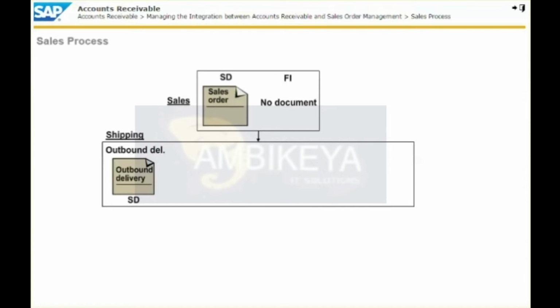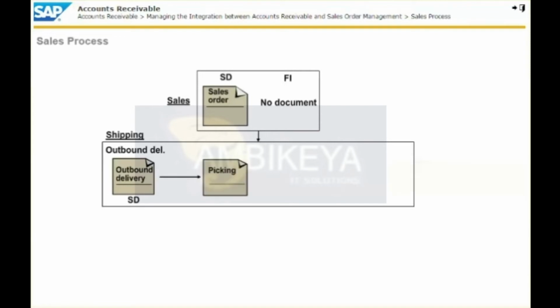Outbound delivery. On the day of shipping, an outbound delivery document is created. Billing for the delivery can take place only when the goods have been taken from the warehouse stock and posted as a goods issue. This is a separate step in the delivery process.